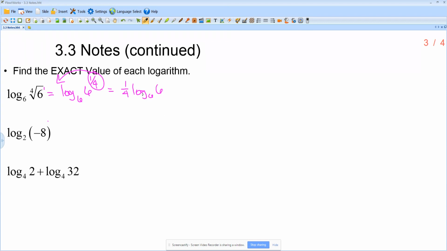Log base 6 of 6, you can either think of it as this cancels, or more importantly, this is 6 to some power gives me 6. So this is just 1. And 1/4 times 1 is 1/4.